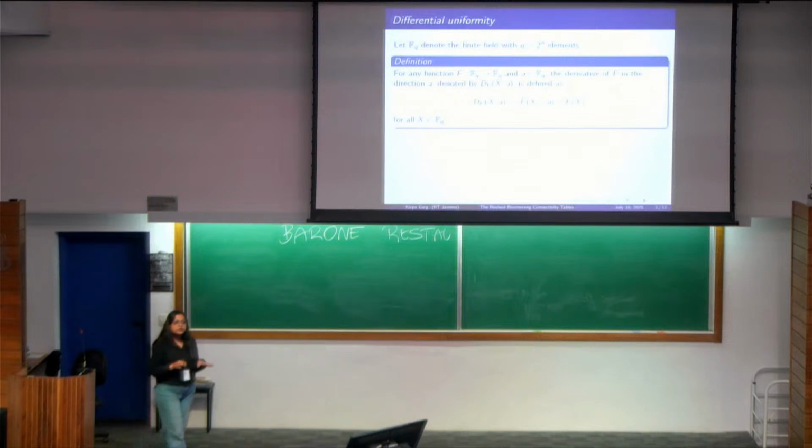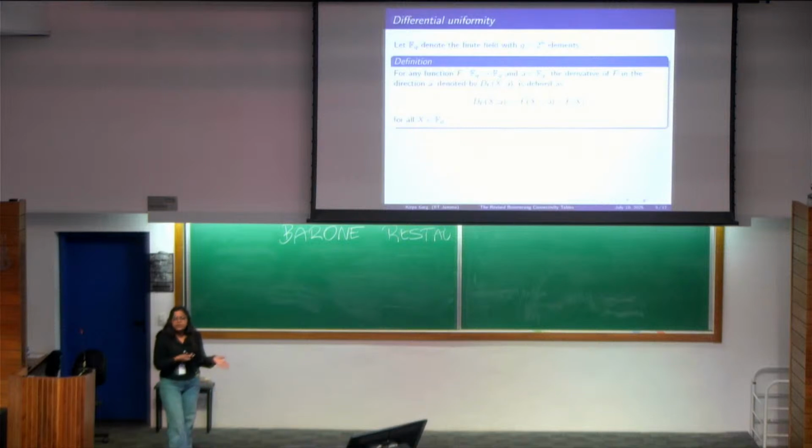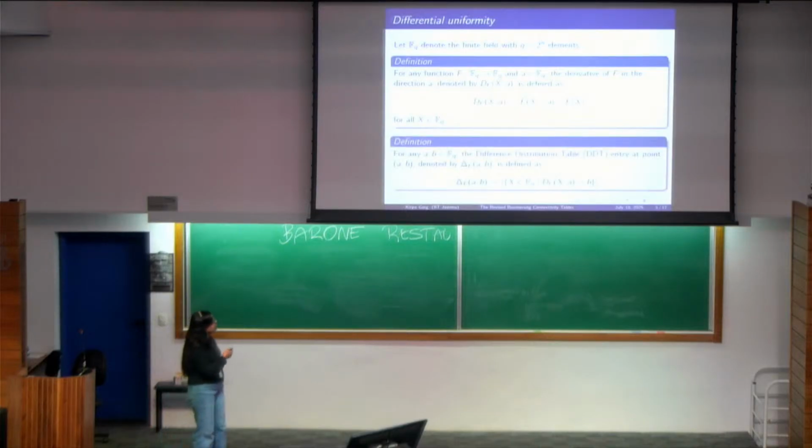So mathematically, we can see how this happened. My talk will be based on the finite fields with even characteristic. That is, Fq will denote the finite field with 2 to the power n elements, where n is a positive integer. So if you have a function f from finite field to itself, and if you take an element a in Fq, then the derivative of this function f in direction a is given by the expression f(x + a) + f(x). And we can find the derivative for every element a of the finite field Fq. And if we have two elements, we can choose two elements from the finite field Fq, A and B.